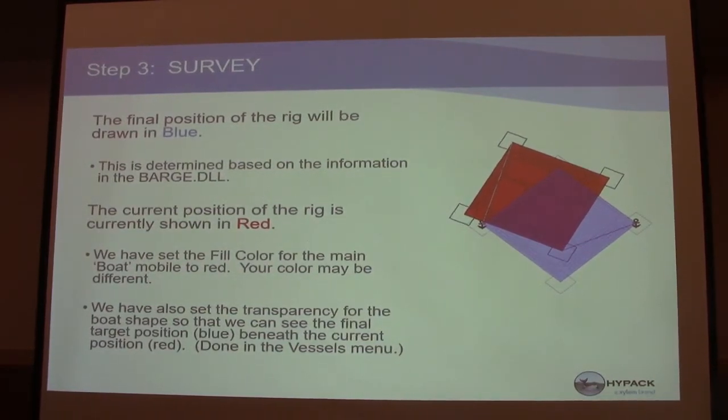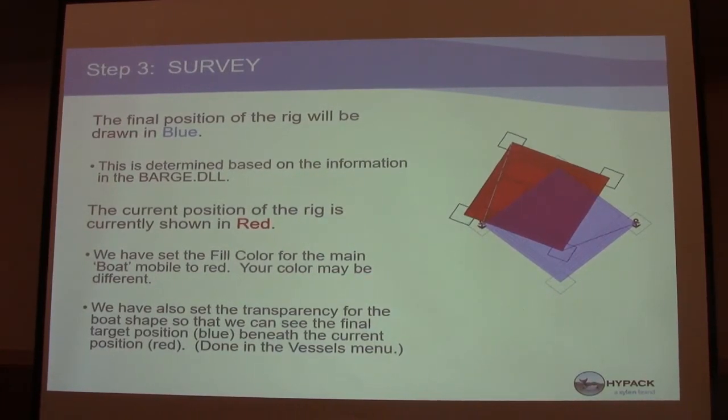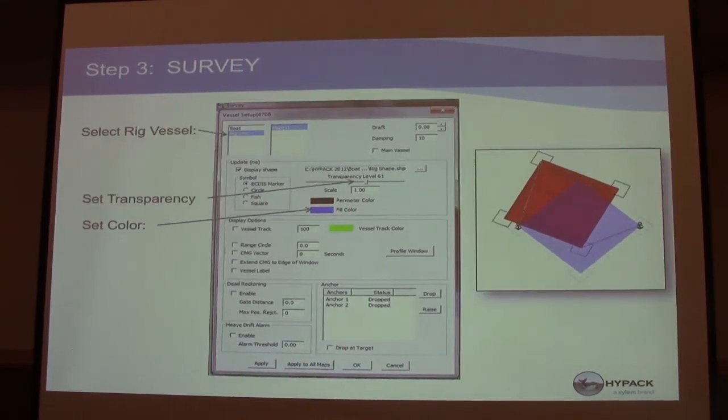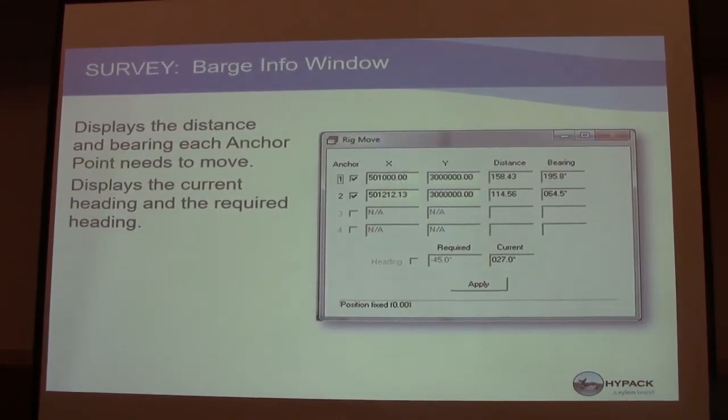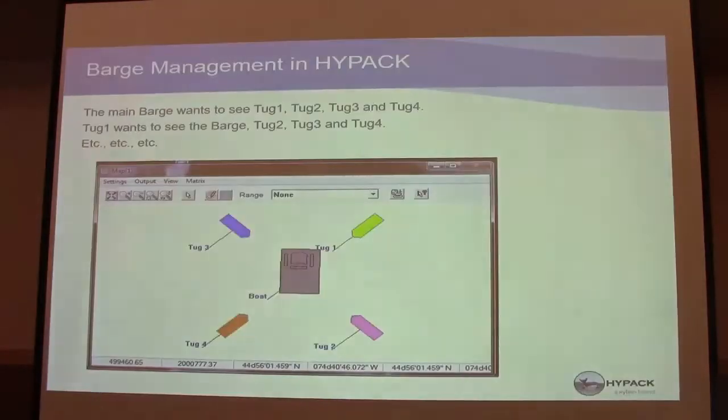So you have the final position and the current position overlaid on top of each other in the survey program. Okay. And you have some transparency options, and you can set the color to differentiate between the two. Okay. We'll kind of skip through this right here. And this is just, voila, kind of how it looks. If you're interested in this, it's a little bit more complicated than what we're showing here in the PowerPoint presentations, but I can get you a sample project if you want to be able to simulate this in the office.